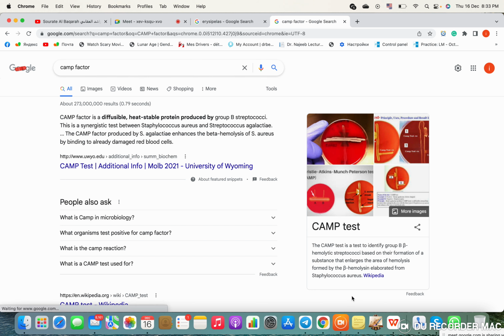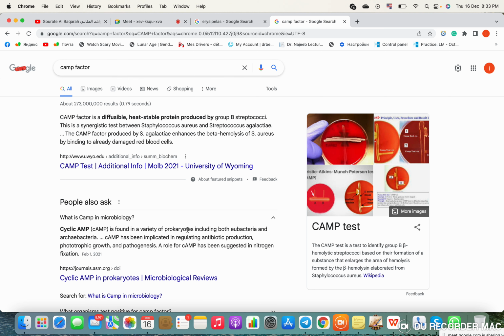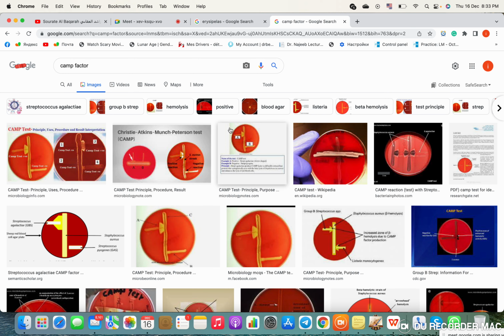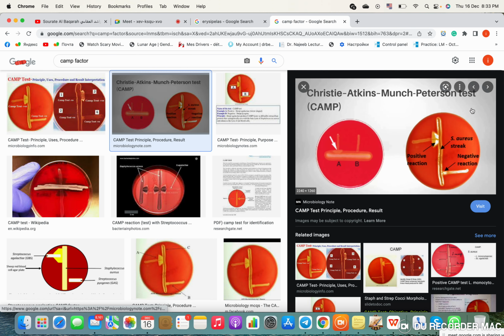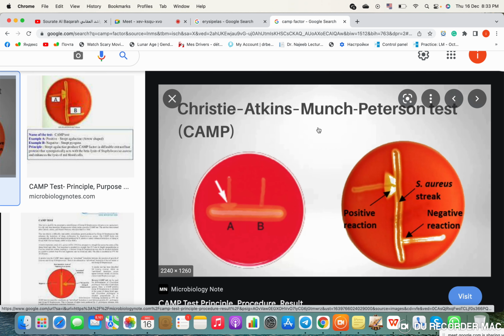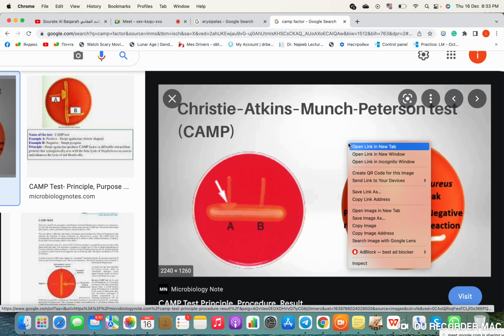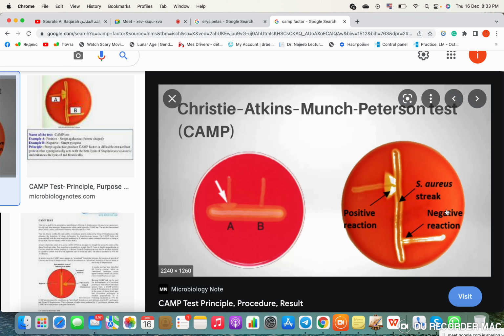Just let me show you. Basically it's just one virulence factor, but it's not cyclic AMP. It's the name of the scientists, Christie, Atkins, Munch-Petersen. It's a name of scientists. It's not cyclic AMP.